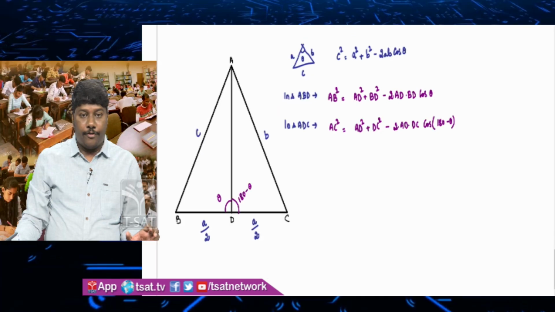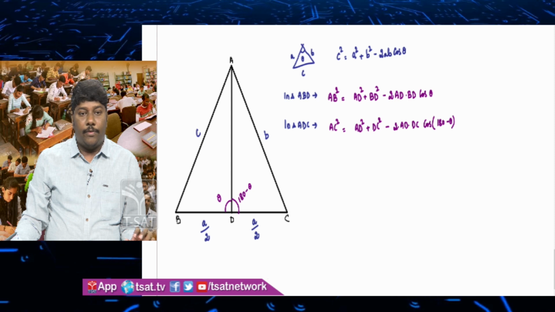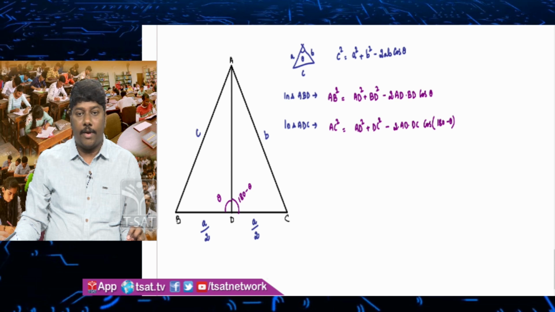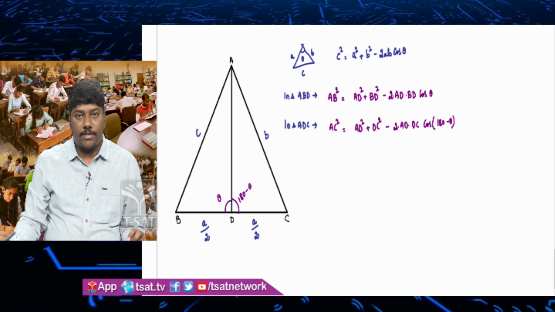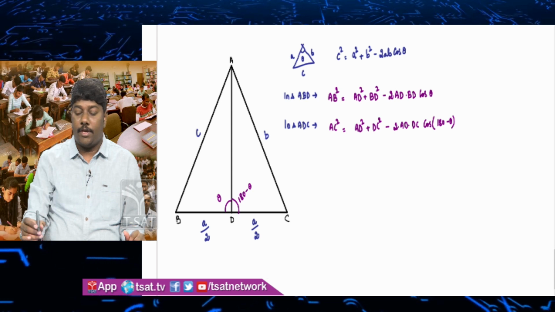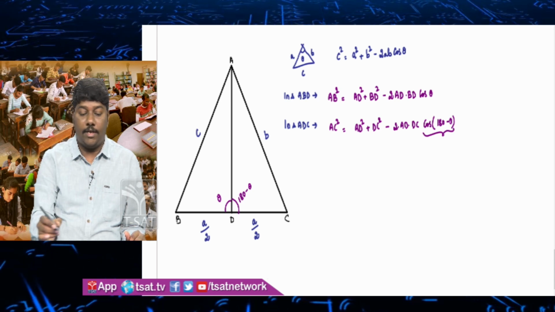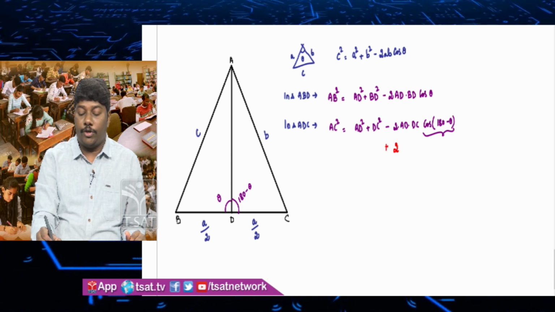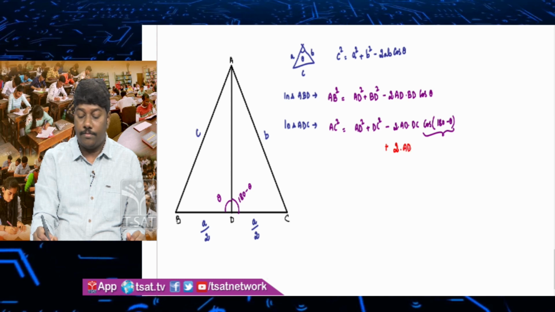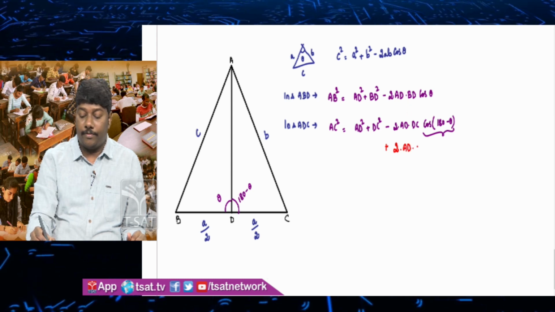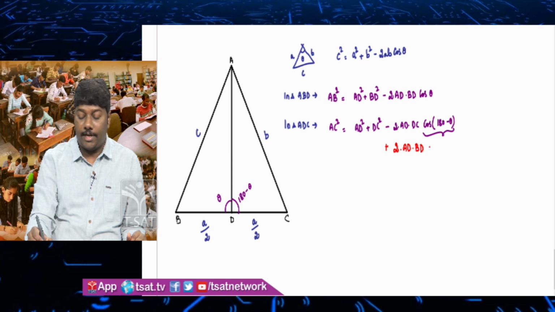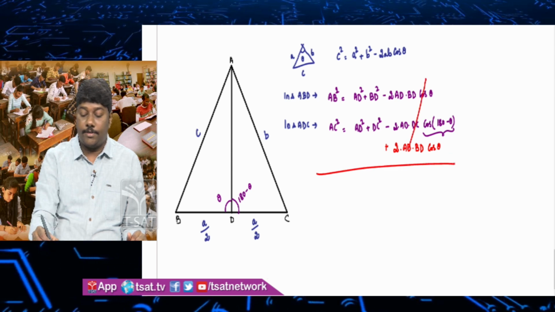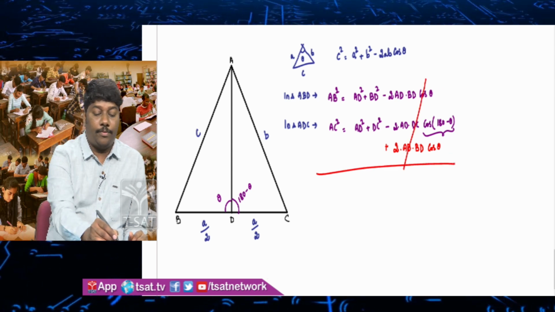Here D is the midpoint of BC. So, we can say BD is equal to DC. We all know that cos 180 minus theta is equal to minus cos theta. Therefore, this whole thing becomes plus 2 into AD into, this DC is same as BD, BD cos theta. We can cancel this, adding both equation 1 and equation 2.